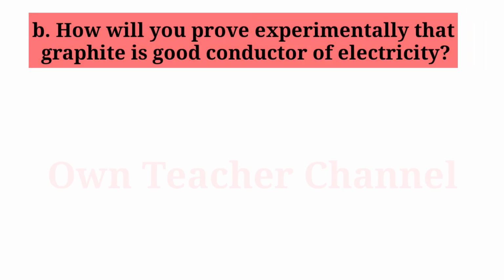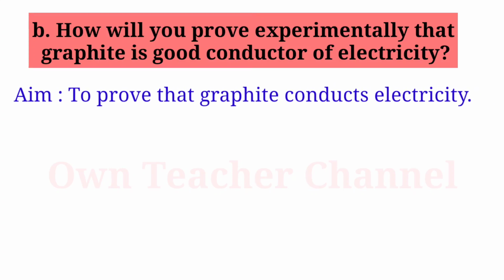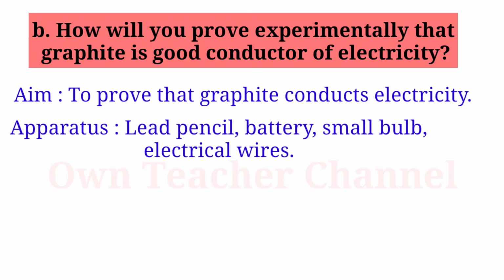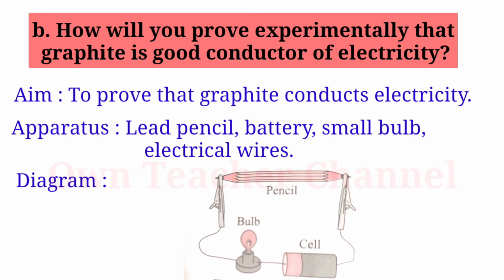How will you prove experimentally that graphite is a good conductor of electricity? Aim: to prove that graphite conducts electricity. Apparatus: lead pencil, battery, small bulb, electrical wires, and our diagram.